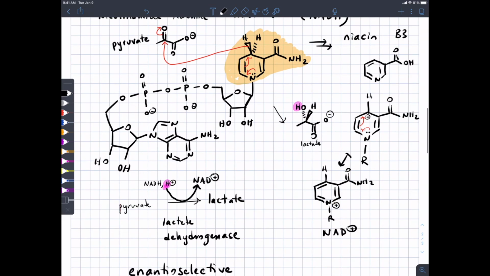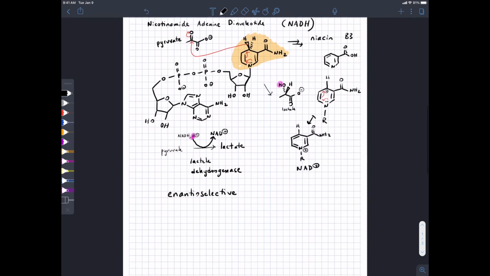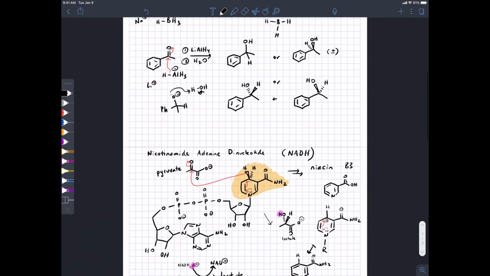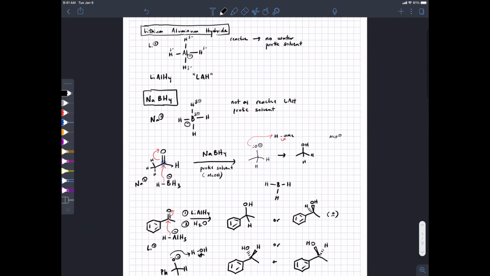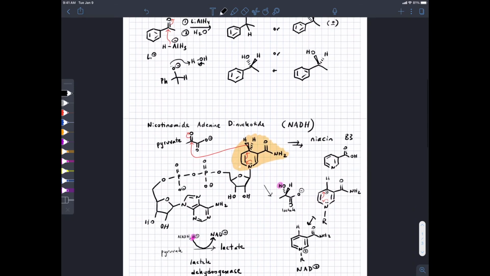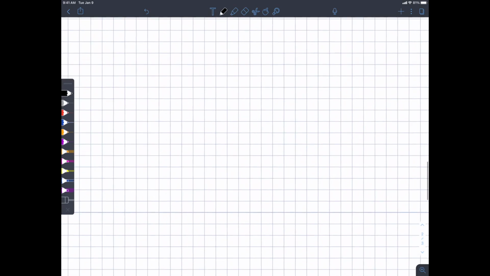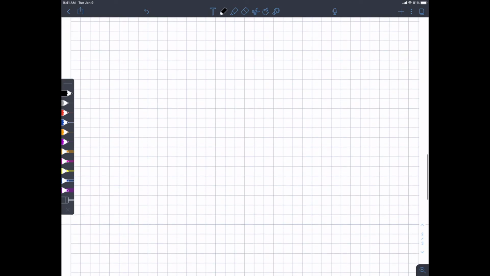So now we need to talk about, we're going to jump back from biology and start thinking about what if we wanted to use some of these reagents to reduce carboxylic acid derivatives. These are molecules that have a carbonyl, but then that carbonyl carbon is also bonded to something that could be a leaving group.